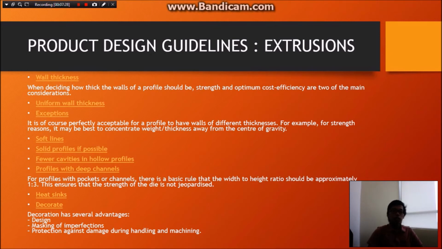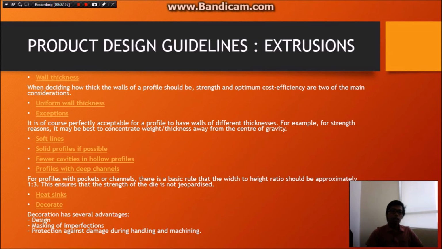First we have the wall thickness. When deciding how thick the wall profile should be, strength, optimum, and cost efficiency are the main considerations. Then we have uniform wall thickness, with exceptions. It is perfectly acceptable for the profile to have walls of different thickness. For example, for strength reasons, it may be best to concentrate the weight or the thickness away from the center of gravity.